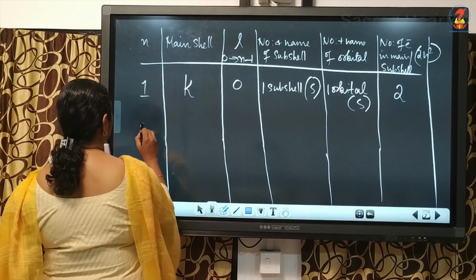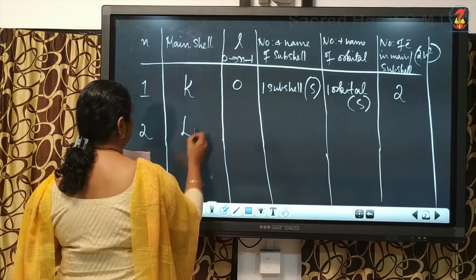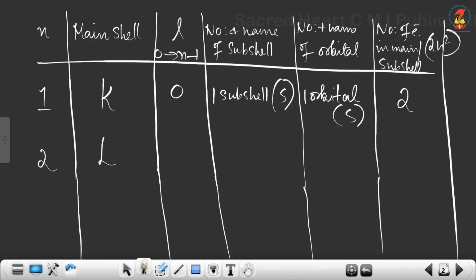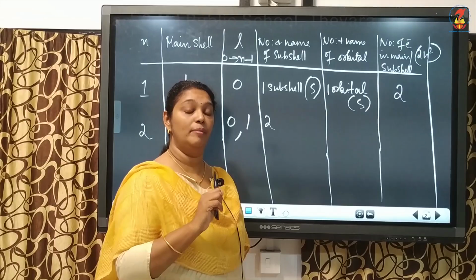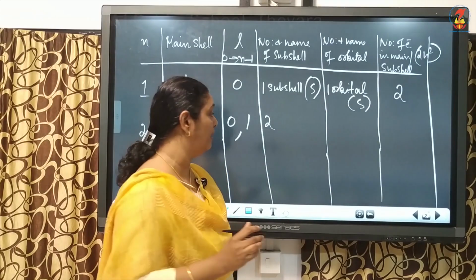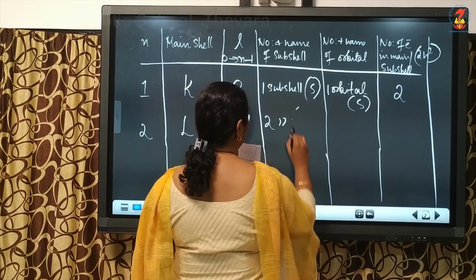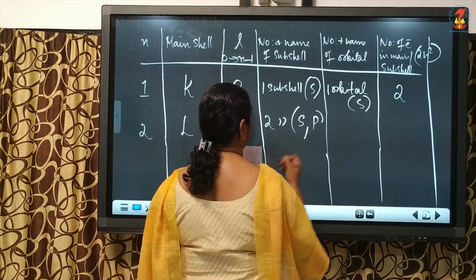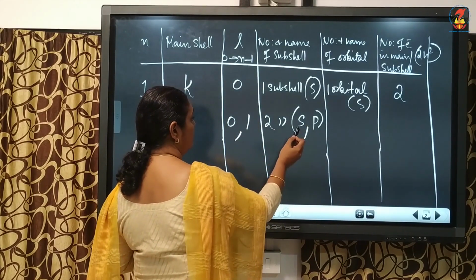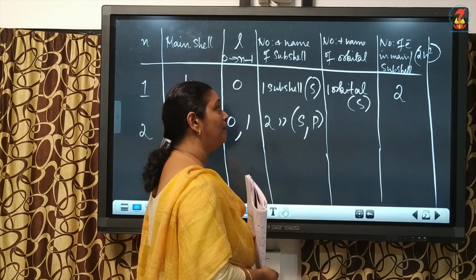Now n is equal to 2, we have main shell L. Now the values of l are 0, 1. Now we have 2 subshells, or if you know the n value you can write the number of subshells. Number of subshells is equal to the value of n. So 2 subshells, and the names of the 2 subshells are s and p, because l is equal to 0 is s and 1 is p.